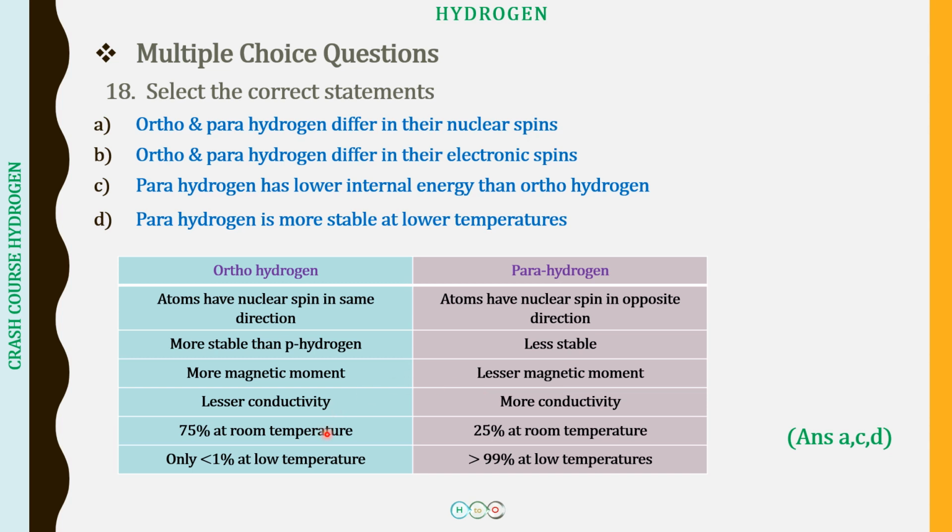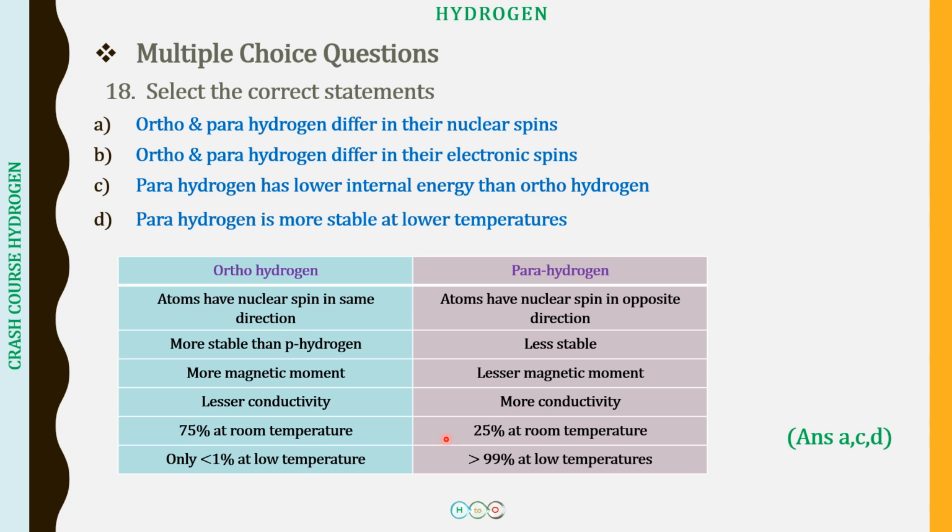At room temperature, we find that in a natural sample the percentage of orthohydrogen is going to be 75%, whereas para will be 25%. As we lower the temperature, the percentage of parahydrogen will increase.